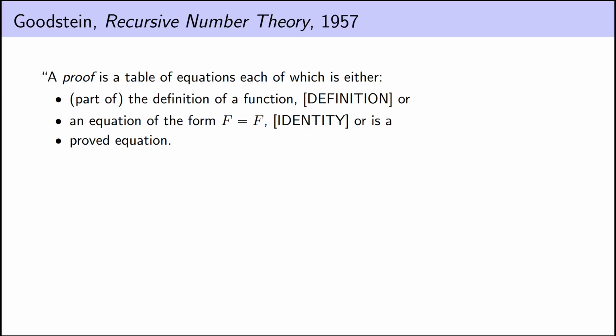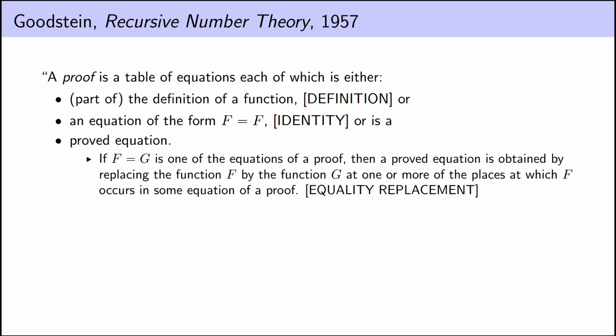There are three ways to generate new equations in this system. First, if f equals g is a previous equation, then we can replace f by g in another previous equation. This is one of the basic algebraic substitutions. For instance, because we know that x squared equals x times x, we can freely replace any instances of x squared by x times x in a formula. In this case, a previously proved equation. I'll use the term equality replacement for this kind of substitution, although it's sometimes called other names like the principle of substitutivity or the indiscernibility of identicals.